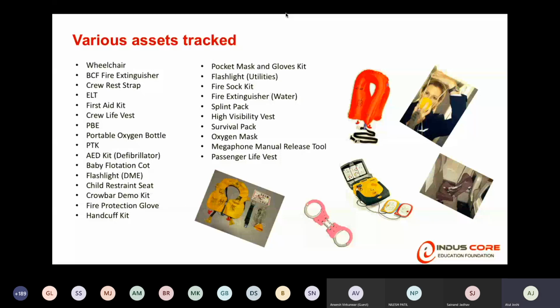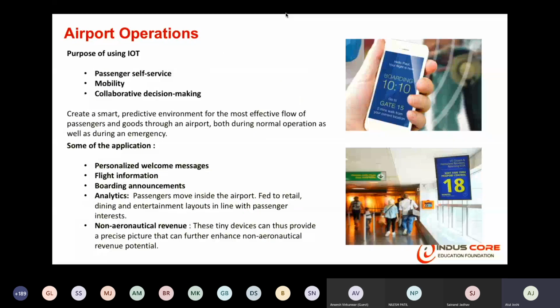Now, as I said, the airports are the second level of stakeholders in this. So we already discussed a couple of things, like passenger self-service terminals. You can see nowadays the kiosk coming up with boarding pass and all that, and you get tracked at every part of the airport where you are, and you get alerts.